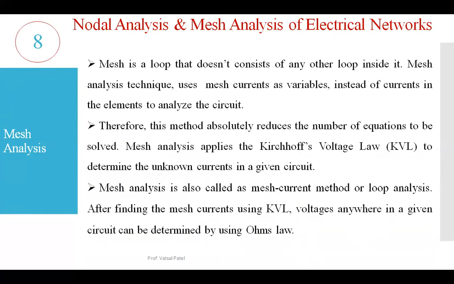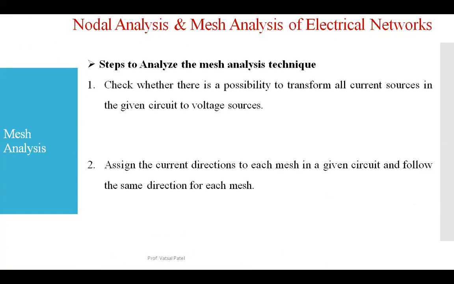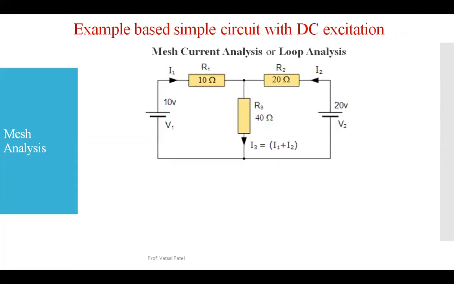So basically the mesh analysis we applied to identify the current value, that we also call the loop analysis method or mesh current method. So after finding out the mesh current using the KVL, the voltage anywhere in the given circuit can be determined by Ohm's law. So we'll discuss this example using this step procedure.